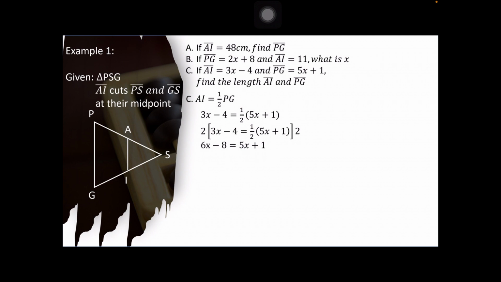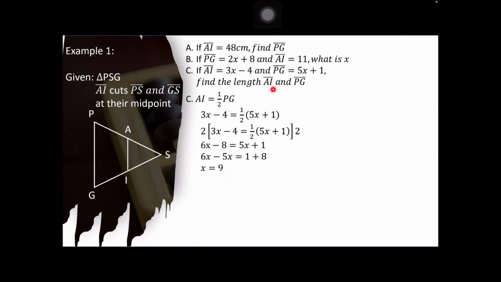Then, using transposition, magiging 6x minus 5x is equal to 1 plus 8. Okay, saan po galing ito? Dito po yon, transpose. From positive magiging negative. Ito namang negative 8 magiging positive 8. Then, combine like terms. That is x equals 9.